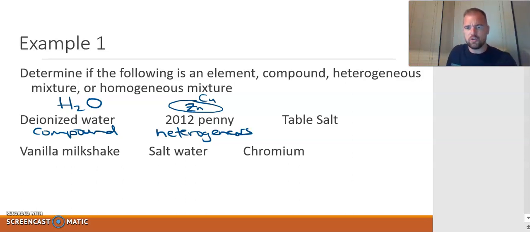Alright, table salt. You might know that table salt is also referred to as sodium chloride or NaCl. That is an example of a compound.